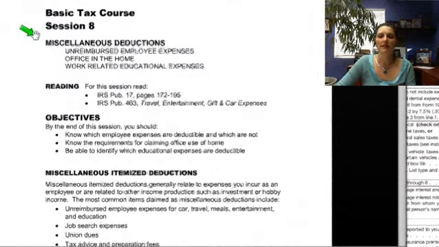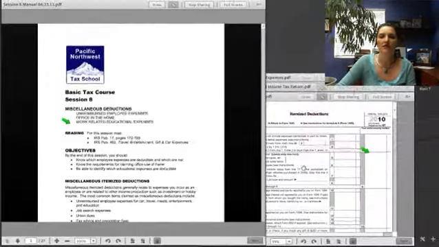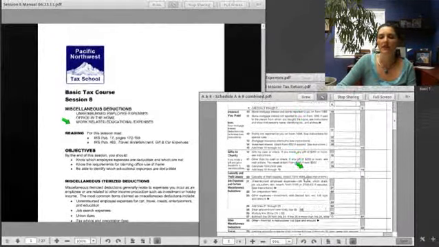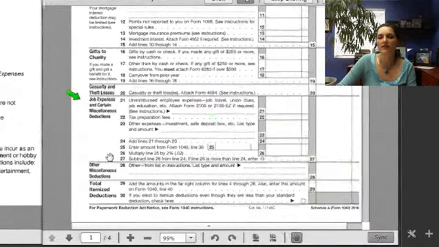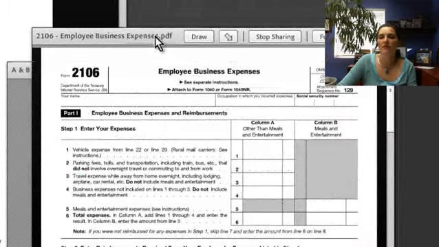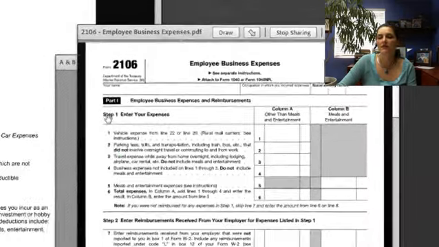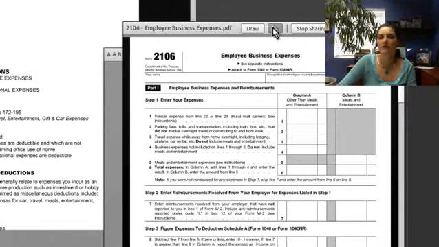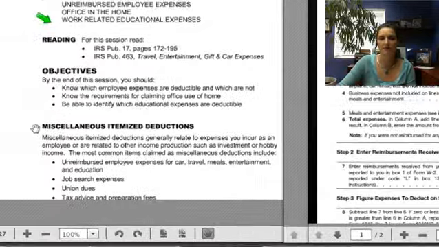Today's topic is miscellaneous deductions, including unreimbursed employee business expenses, office in the home, and work-related educational expenses. This is still a Schedule A topic, but the part of Schedule A that we're focusing on today is job expenses that are reported on line 21 of Schedule A. In general, you will also need to complete a Form 2106 for certain types of employee business expenses, so we will be discussing this form today as well.